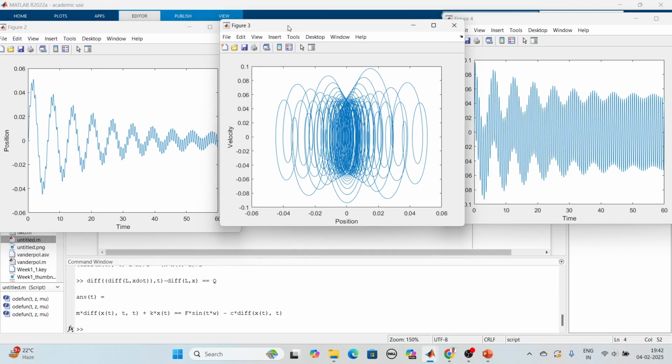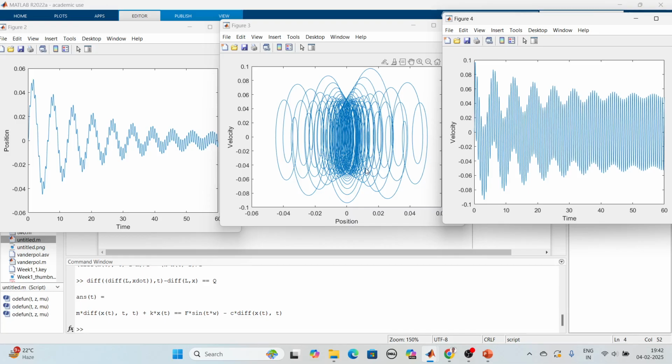See, we got the solution. We have the position with respect to time, we have the velocity with respect to time, and then we have our position versus velocity plot. Okay, so this is how the system is going to behave.